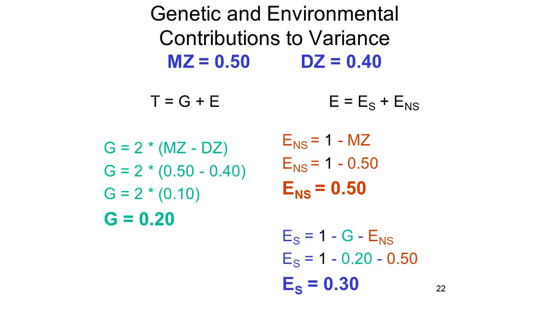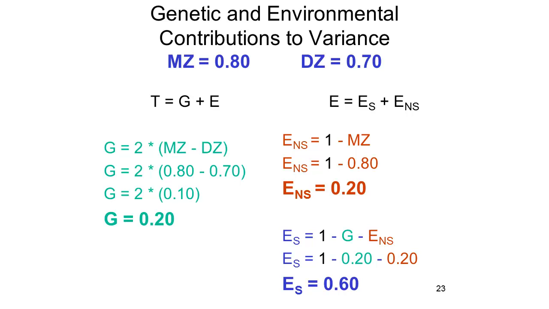Now, let's cut the MZ correlation in half. Monozygotic twins correlate 0.50. Dizygotic twins correlate 0.40. Double the difference, and you get an estimate of genetic variance of 0.20. 20% of the population variance is attributable to genetic variance. To estimate the contribution of the non-shared environment, 1 minus the MZ correlation of 0.50. 50% of the population variation is attributable to the non-shared environment. What's left? 1 minus 0.20 minus 0.50 equals 0.30. 30% of the population variance is attributable to the shared environment.